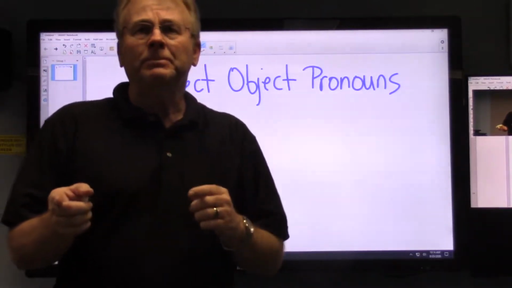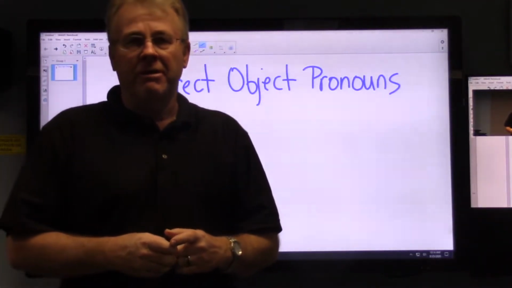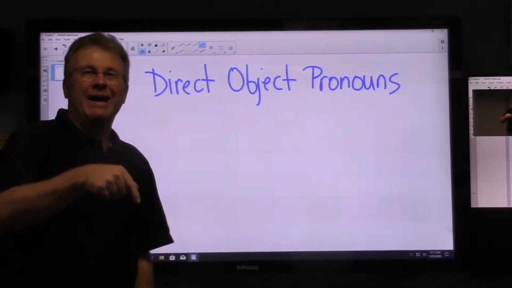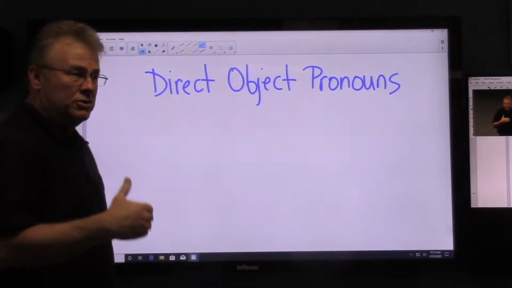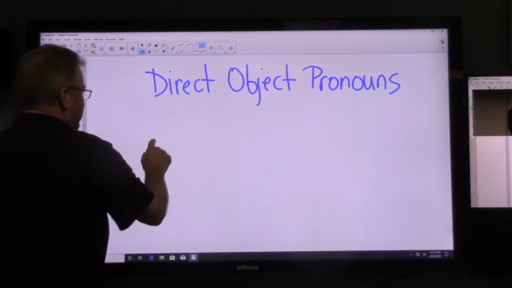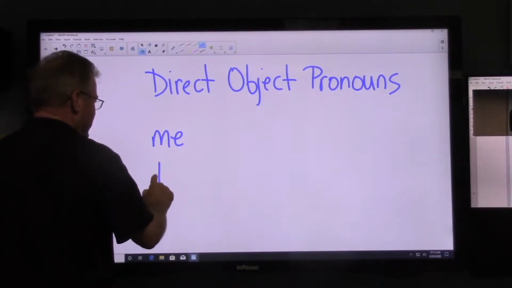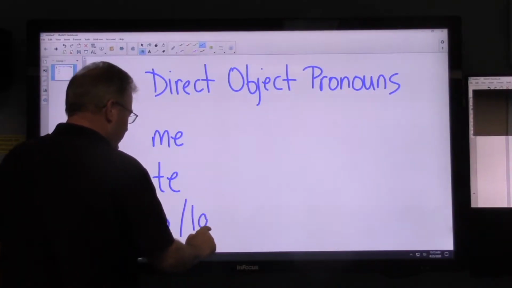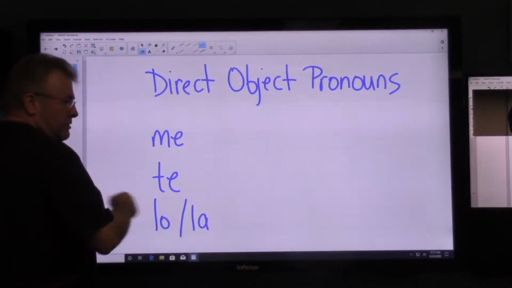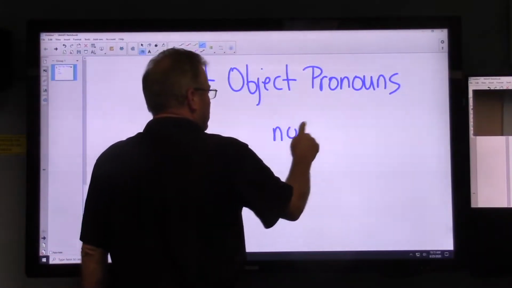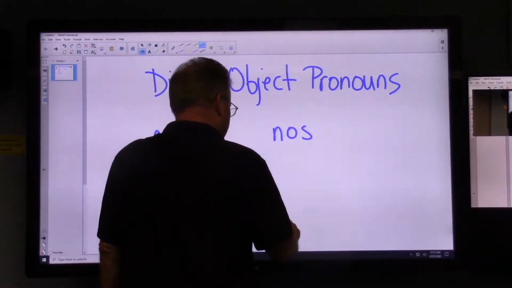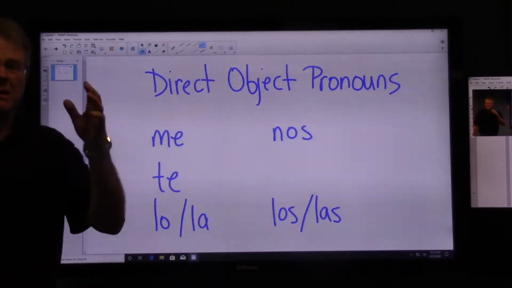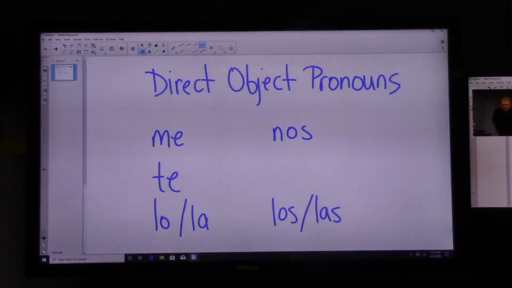Remember, we ended last semester reviewing the direct object pronouns, so if you need to go back to the last section of Chapter 6 to review, remember our direct object pronouns were me, te, lo, and la, masculine singular, feminine singular, nos, and then the masculine plural and the feminine plural, los and las. And you remember how to manipulate those direct object pronouns.